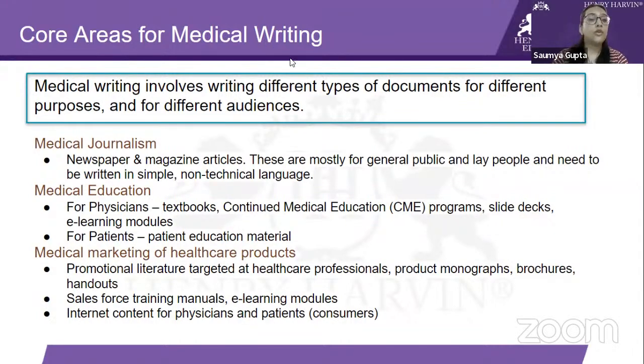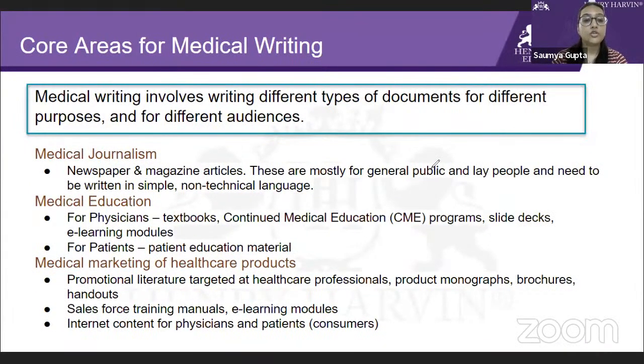Okay. So we'll move forward with the core areas. What are the core areas where you can work as a medical writer? Medical writing involves different types of writing. Yes, Anand, when we are talking about healthcare, healthcare also includes Ayurveda, homeopathic, all the fields. So you can also write the documents which are related to the Ayurveda field as well. Okay.